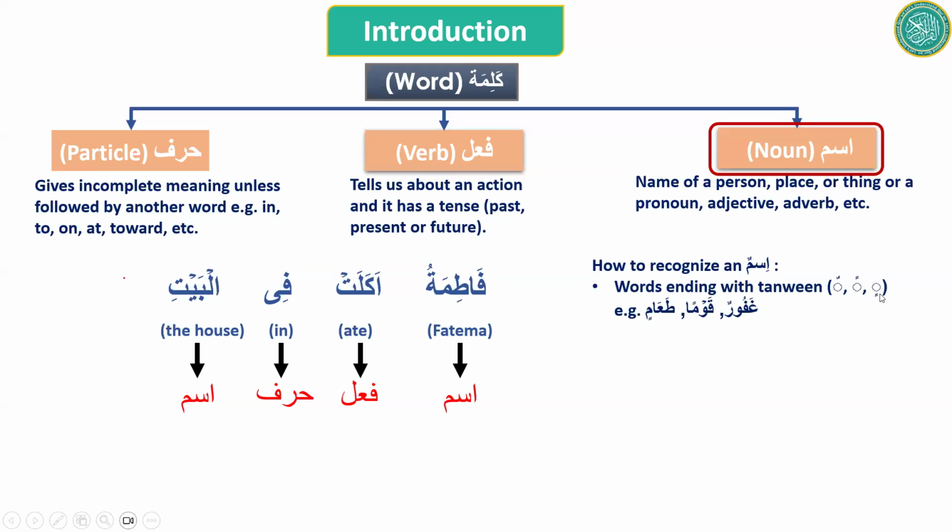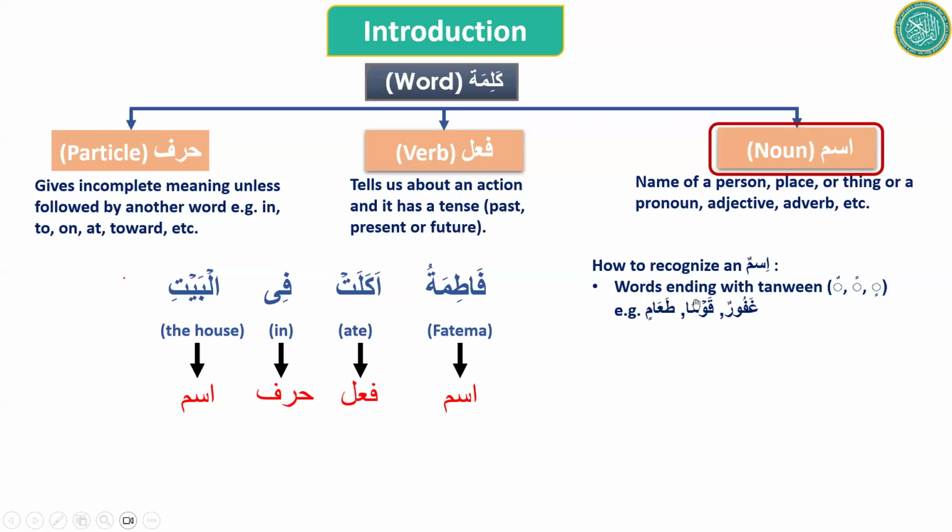If a word ends with a tanween, two dhamma, two fatha, or two kasra, in this class, as our teacher told us, we will be only using these terms: fatha, dhamma, kasra. Dammatain, fathatain, or kasratain. This is called tanween. Like ghafurun.